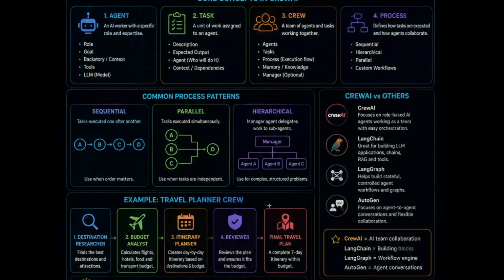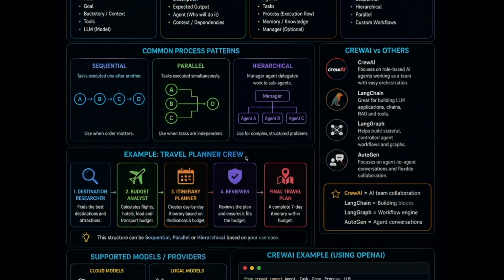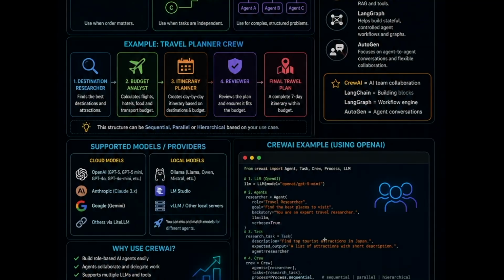Apart from CrewAI, we have other tools also: LangGraph, LangChain, AutoGen, all these tools are available for building a multi-agent system. Again, considering the travel planner here using CrewAI, all these AI agents together, the entire group of agents, we call a crew here. Here are the different models supported for CrewAI. You can use any LLM with CrewAI.